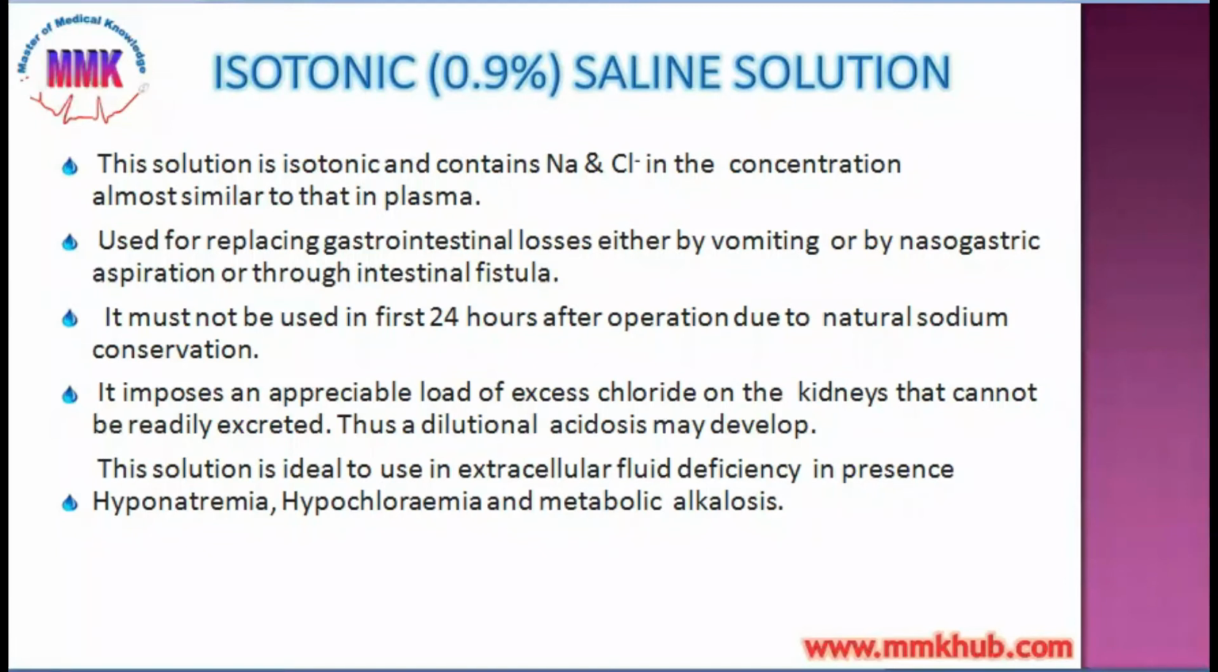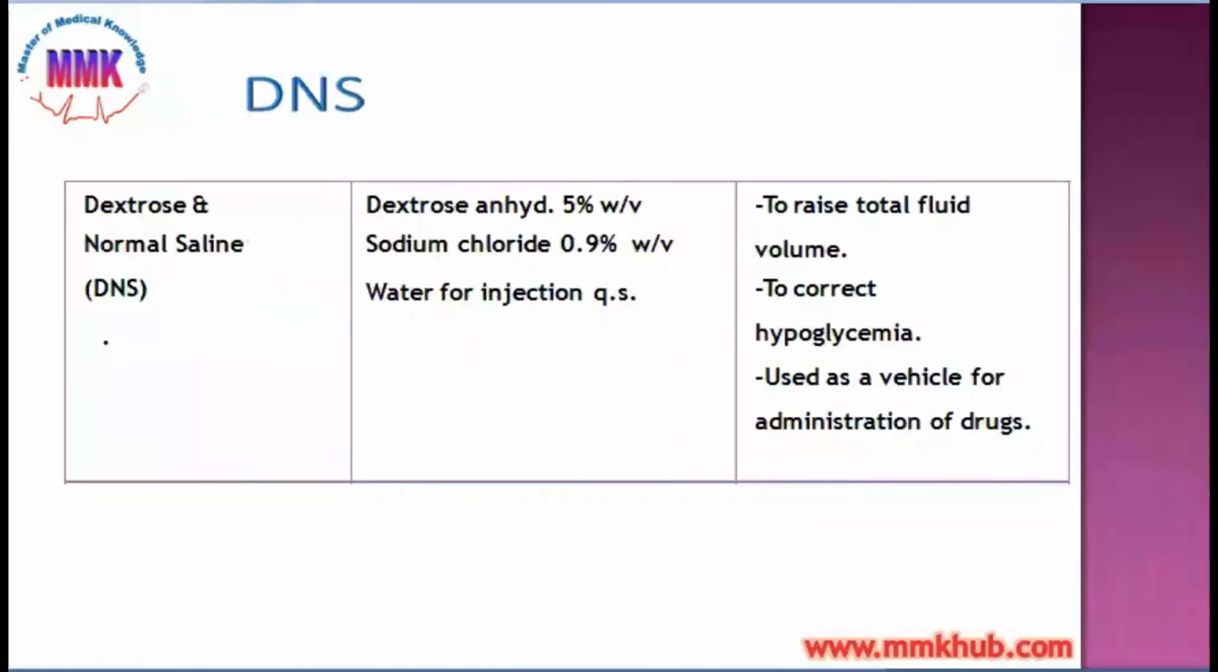So in these conditions, the fluid of choice will be the isotonic 0.9% saline solution. Then the dextrose normal saline, which is also known as DNS solution. In dextrose normal saline solution, there is a 5% weight by volume dextrose. There is 0.9% weight by volume sodium chloride. This solution is used to raise the total fluid volume and to correct the hypoglycemia at the same time.